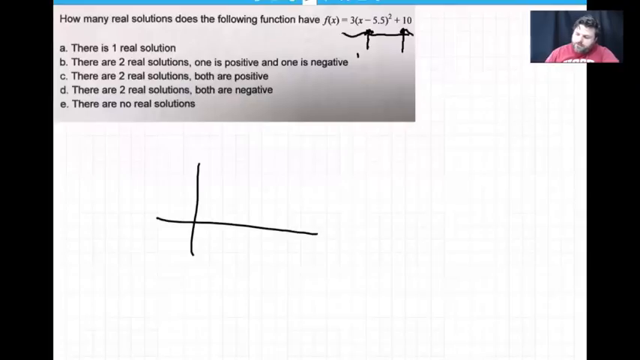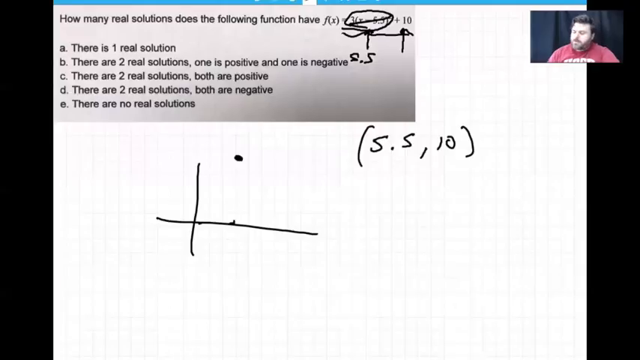So I can plug in a 5.5, and that would make the whole first part go away. And then that would leave me with 10. So 5.5 comma 10 is my vertex. There's my vertex, okay? Now, if I think about this, this thing opens up because A, the number 3, is positive. So over 1, up 3. Over 1, up 3. So this is actually a pretty decent graph of what it looks like.